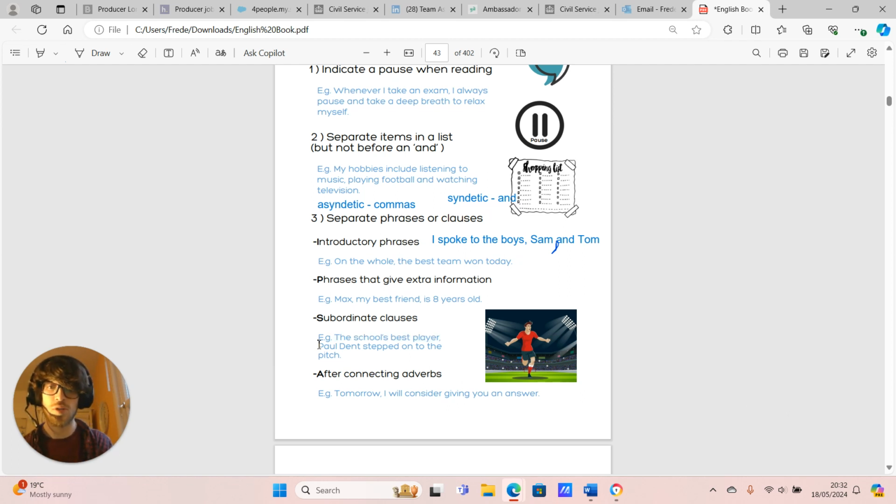This, if you take this one on its own, Paul Dent stepped onto the pitch, struggling. Right, imagine I've highlighted that. Being difficult. There you go. Paul Dent stepped onto the pitch. That sentence on its own makes sense. As a clause on its own, it can be a full sentence. That is an independent clause. The bit before it, the school's best player, is a dependent clause. It needs the information about him stepping onto the pitch to make sense. You separate those two with a comma.